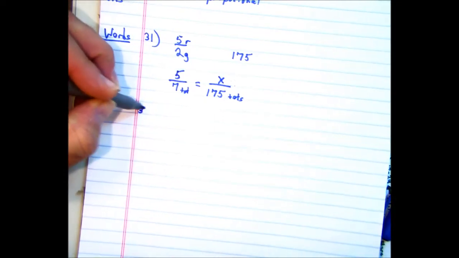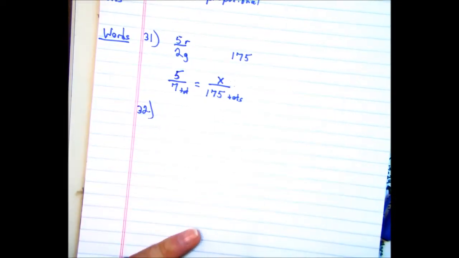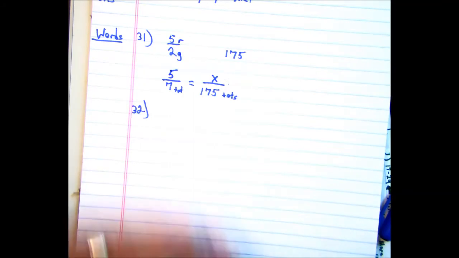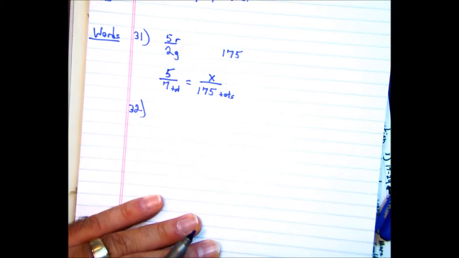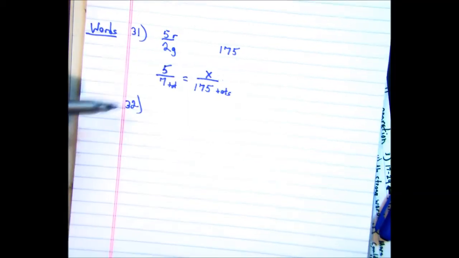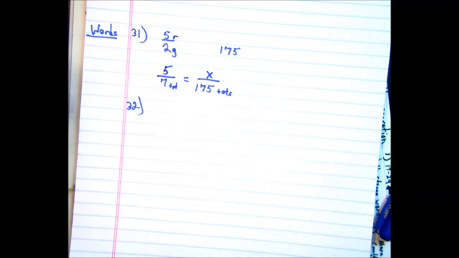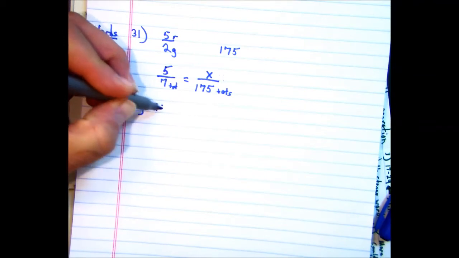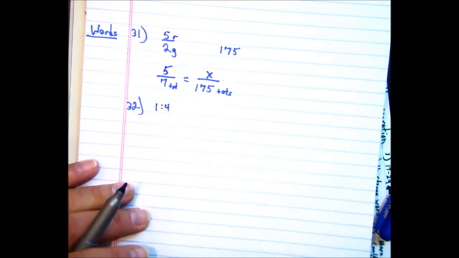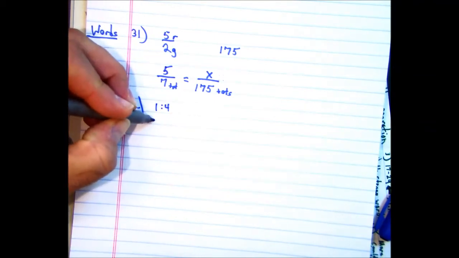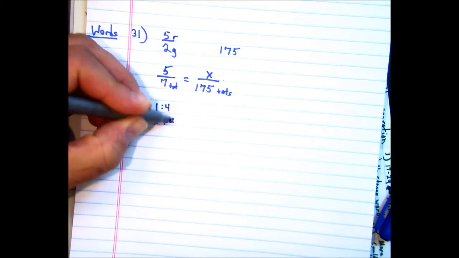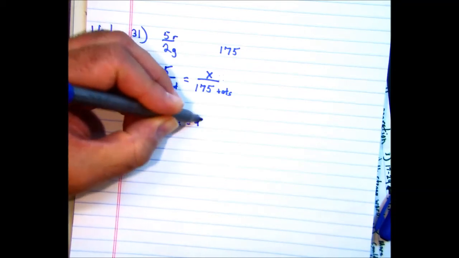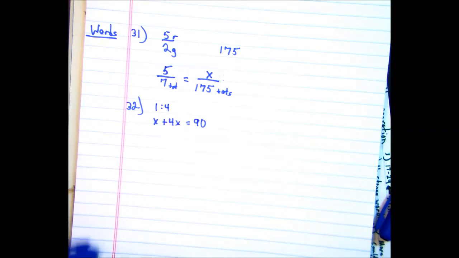All right, problem 32. Again, dealing with proportions and ratios. The idea of this one is they give you the word complementary. Hopefully you understand that complementary means two things that add up to equal 90 degrees. They give you the ratio of 1 to 4. Now they haven't given you any of the numbers, so you're supposed to make this 1x plus 4x equals 90. You would solve that and get an answer for x.